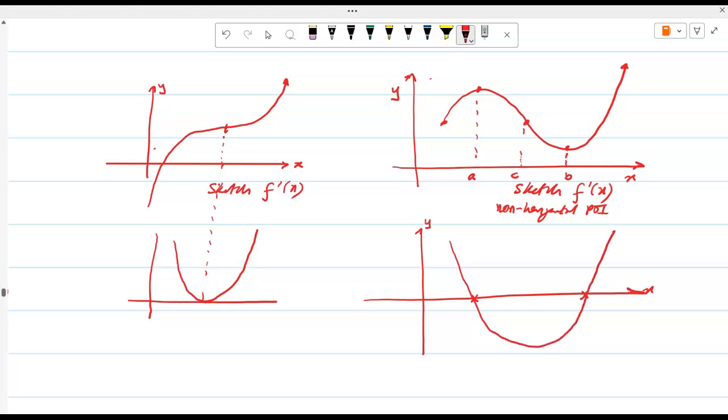And at C, that's a turning point. But this is not touching the x-axis, whereas before it was touching the x-axis. If you draw a tangent here, the slope of the tangent will be negative. So this is your f dash x. Here your f dash x is positive, here your f dash x is negative. So this is your A, B, and your C. Your point of inflection becomes the turning point. Just remember that.